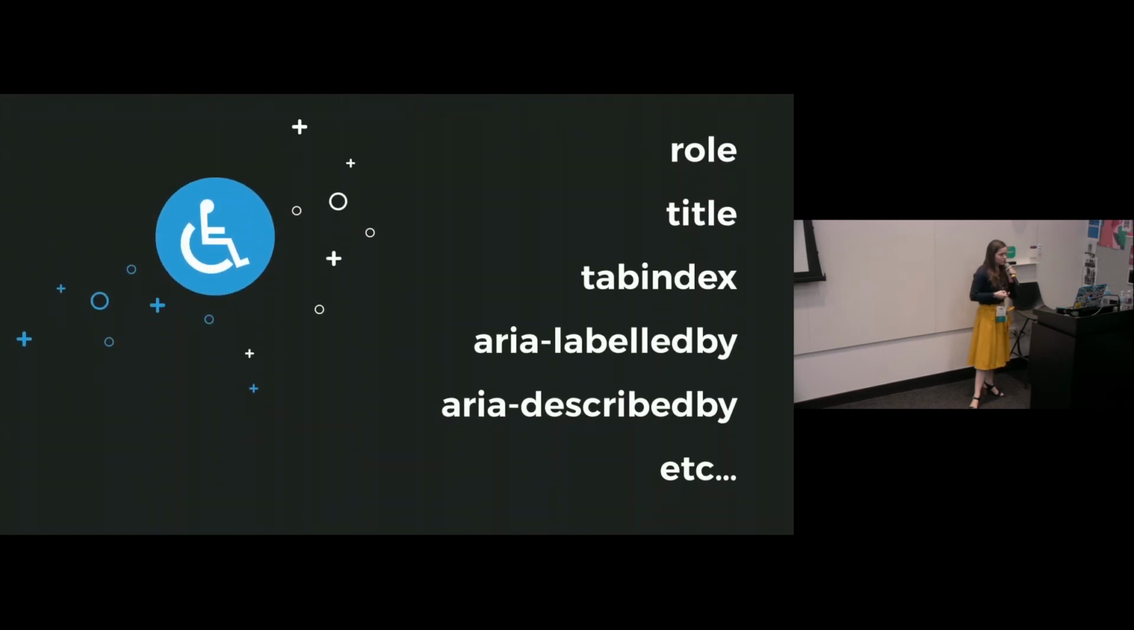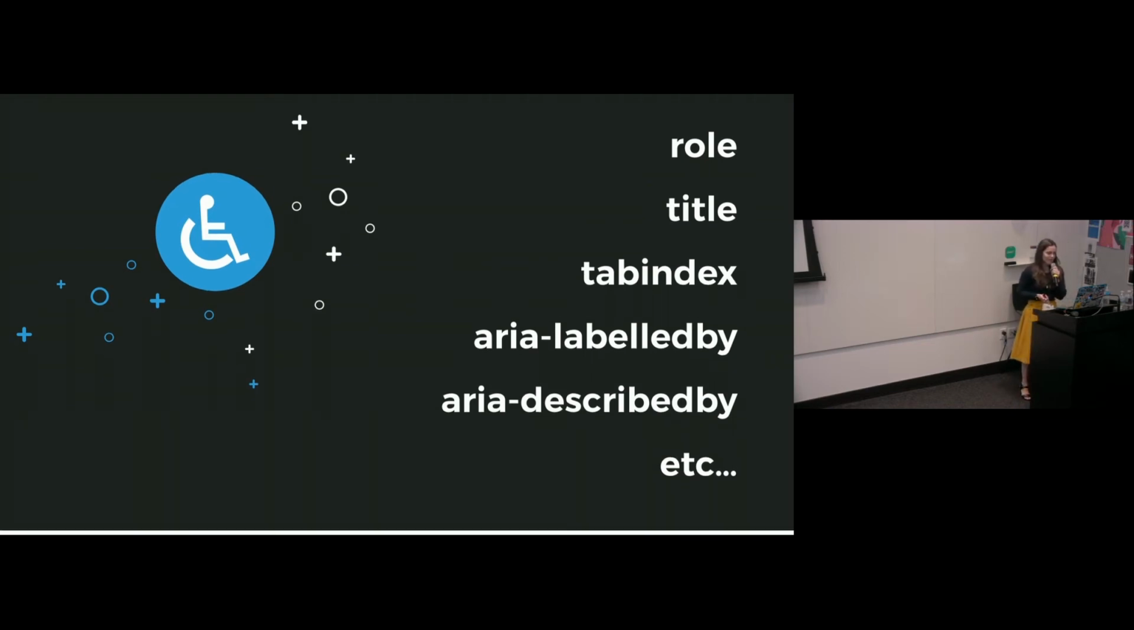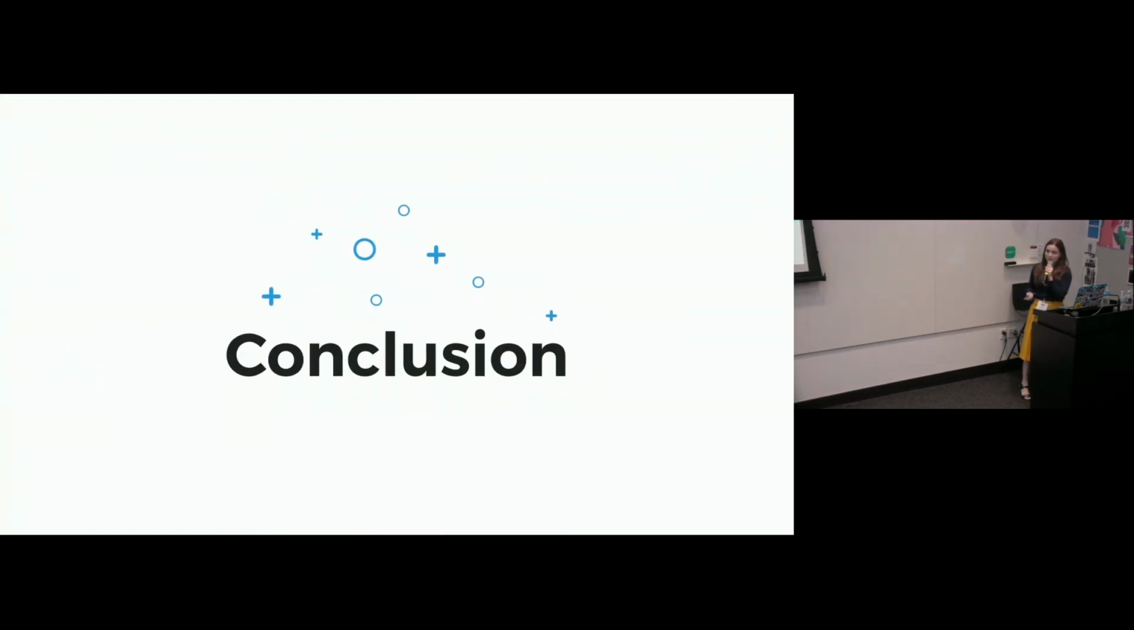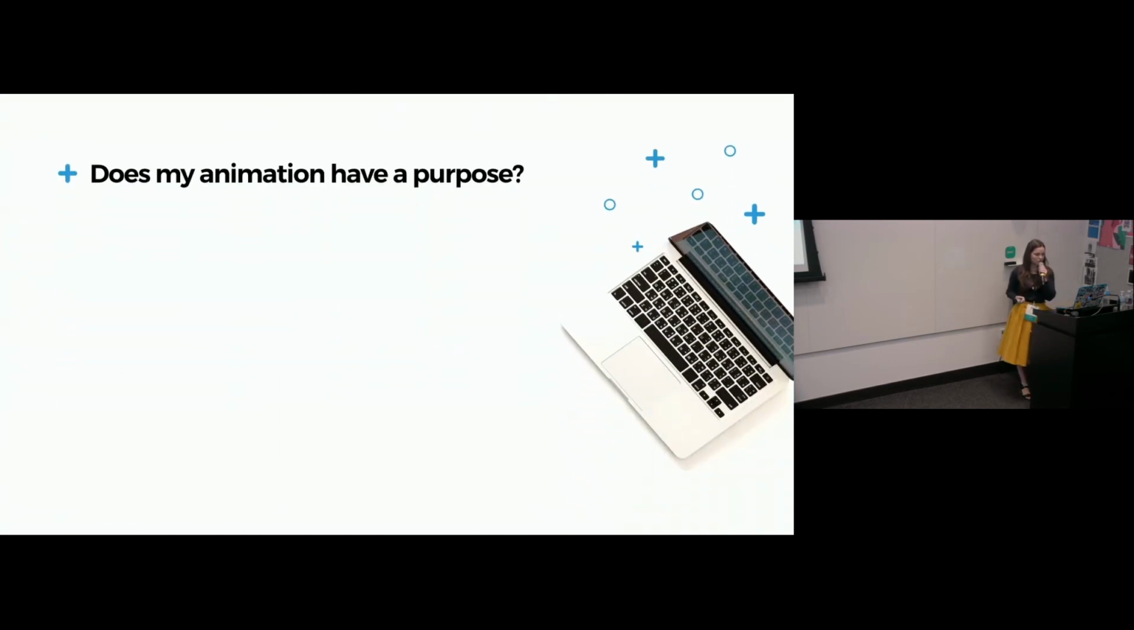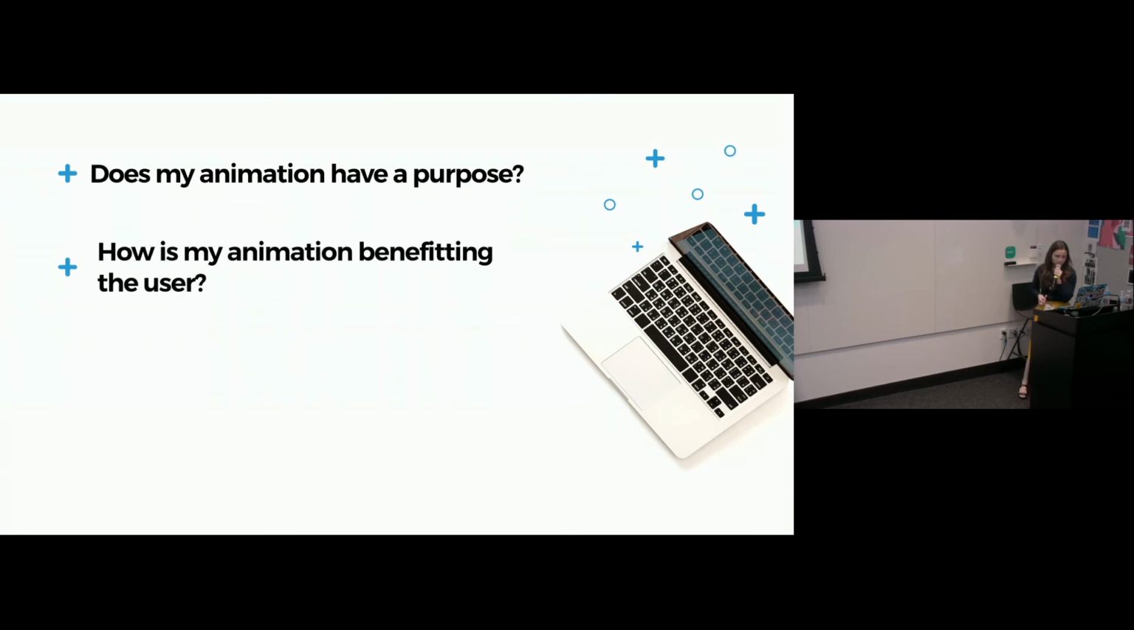And as always, don't forget to add the correct ARIA attributes, roles, and titles to your code. So to wrap it up, you all should know now that the main role of animations in user interfaces is really to help the users. So while you're building your animation, I encourage you to ask yourself, does my animation have a purpose? How is my animation benefiting my user?